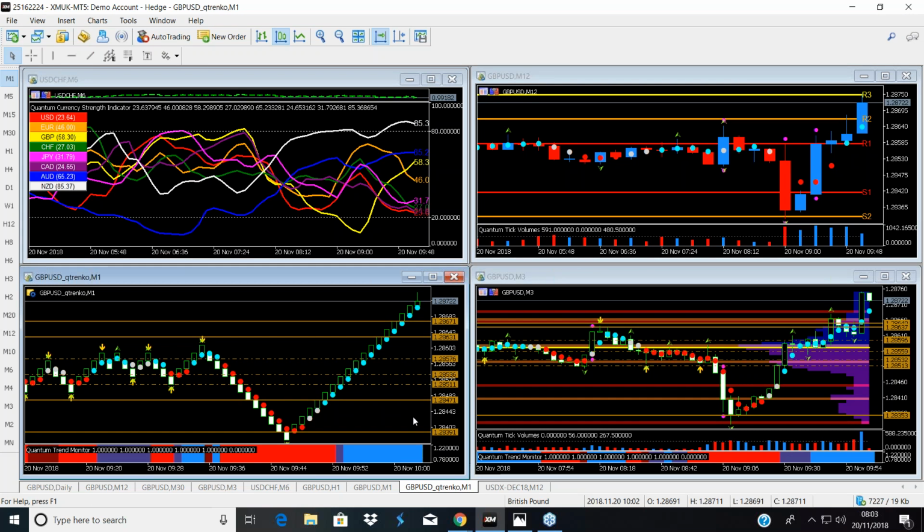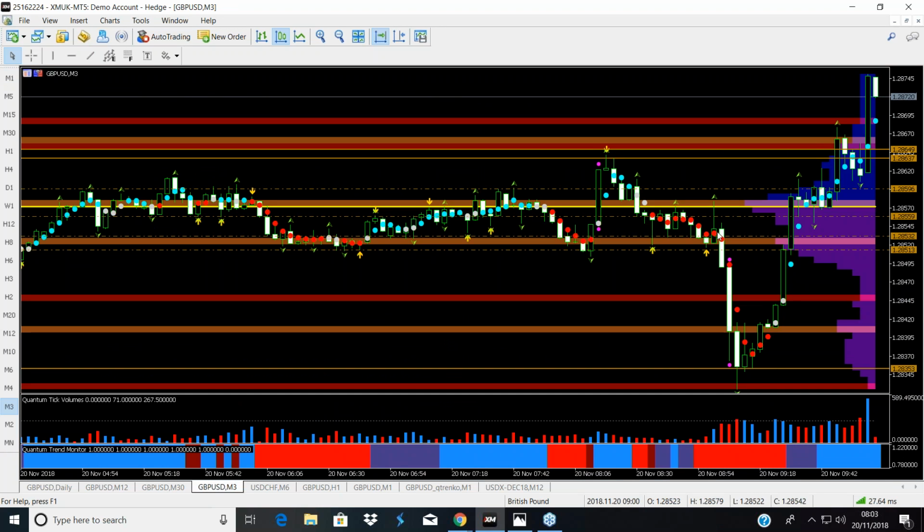So I have a Renko that's actually set to 2 pips. I have a 3-minute chart, and this is the move that we saw. Again, volatility. We had the volume point of control. It was going nowhere. Look at the depth of congestion. It doesn't matter. Just be patient.